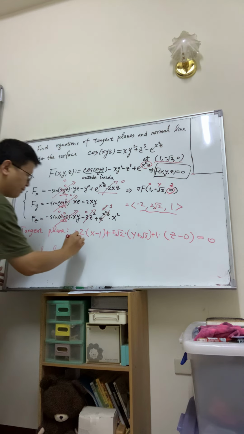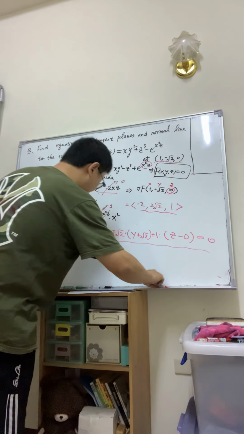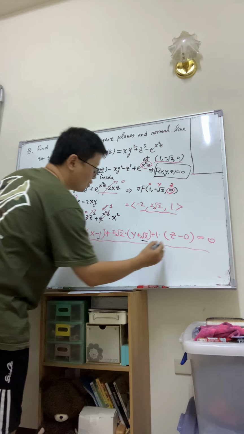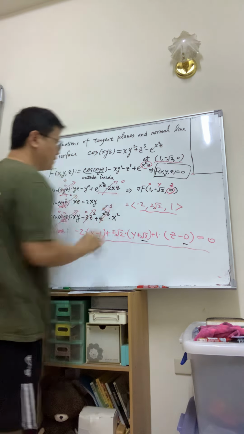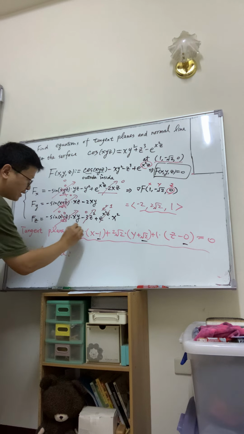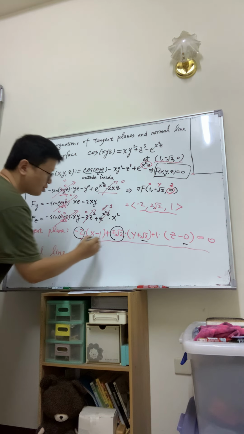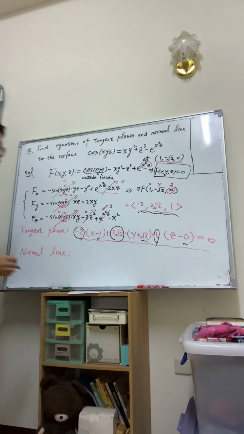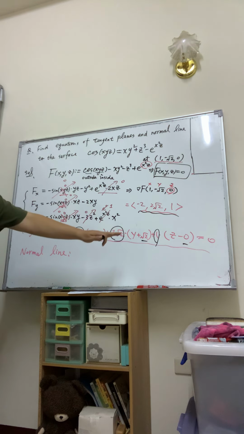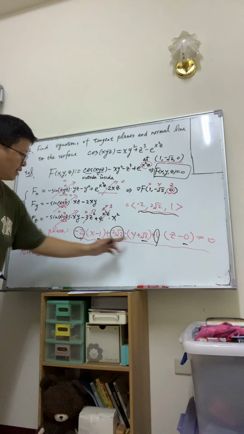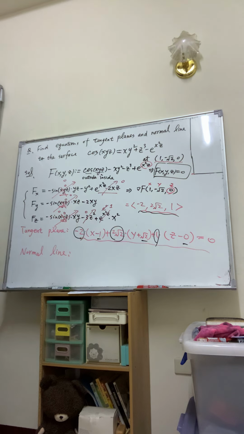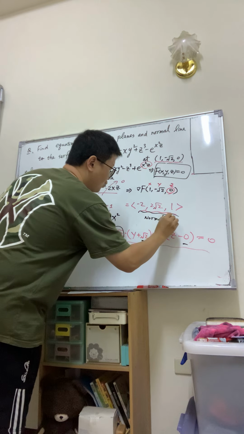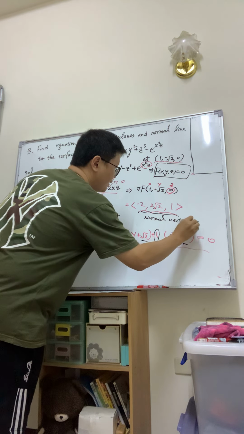As we say, it's a plane, and it passes through 1, negative square root of 2, 0. Its normal vector is negative 2, 2 square root of 2, 1. This vector is the normal vector. If it's a plane, then the coefficients give the normal vector. For this plane, it's the normal vector of the plane S.